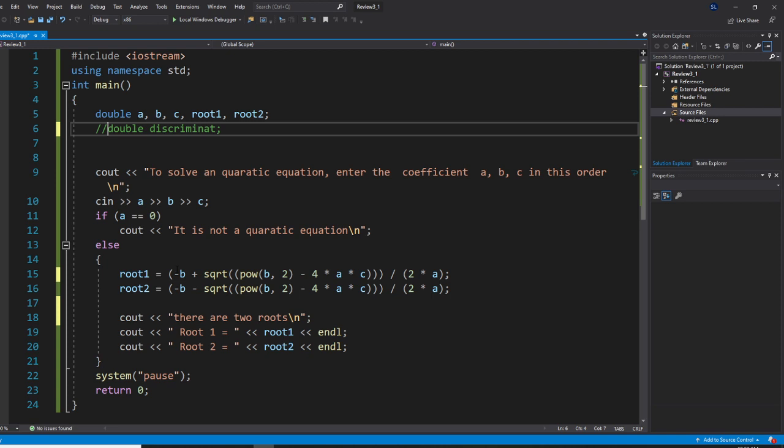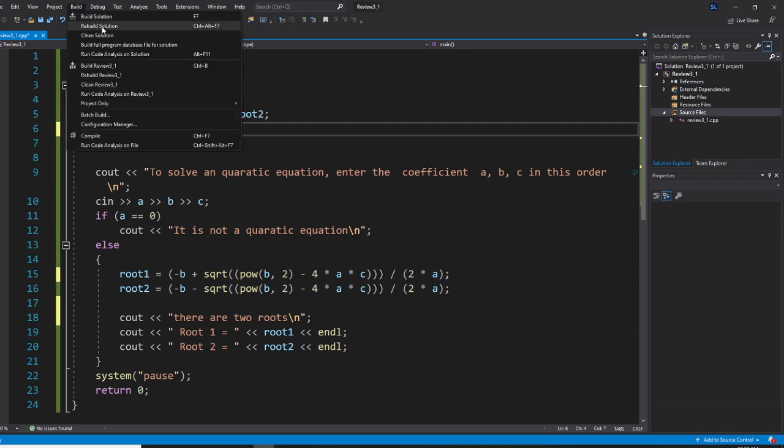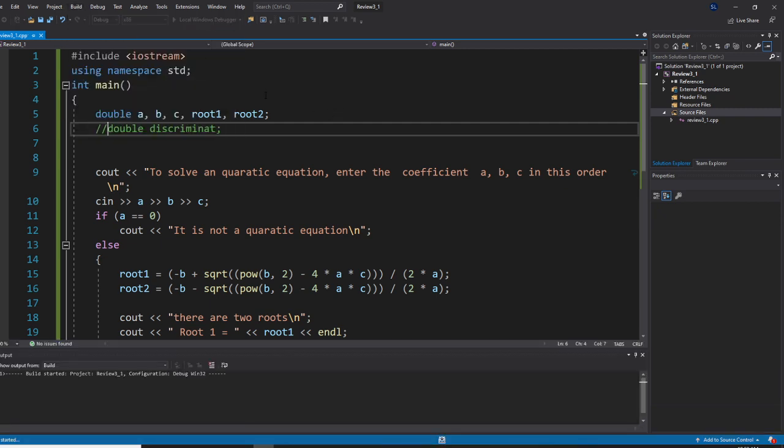So I'm going to do the numerator first: negative b plus the square root of b squared minus 4ac. And this is the denominator. So we get root 1 and root 2. We are going to run this right now. So I build it, and I start without debugging.